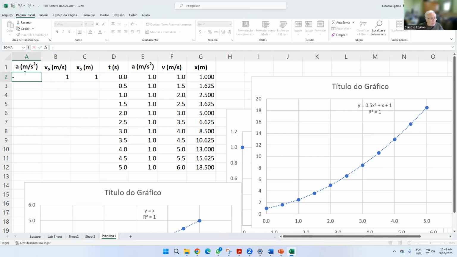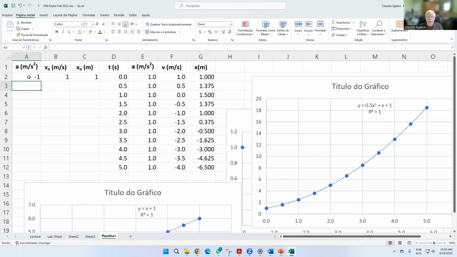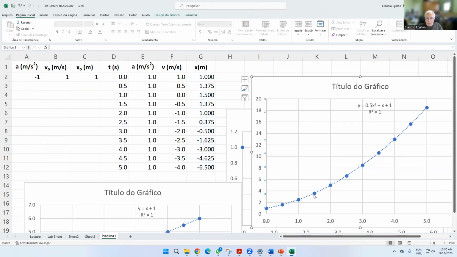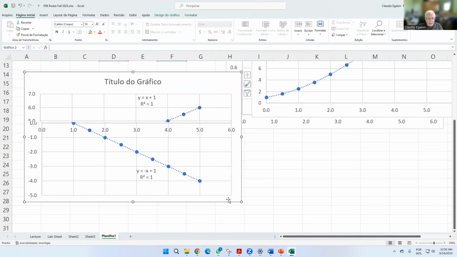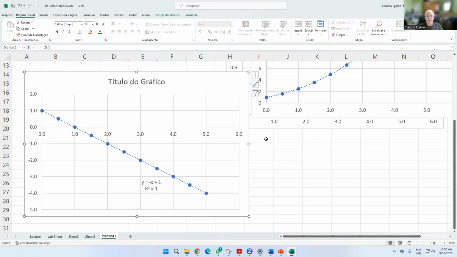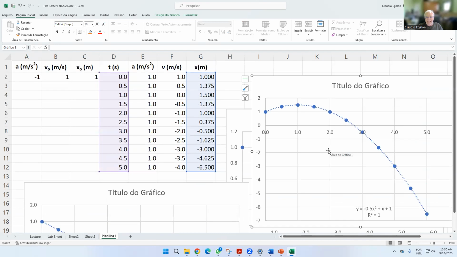You might want a negative acceleration. Let's put a negative acceleration here. But the graph didn't update, unfortunately. It's supposed to update the graph. I don't know why. Not even the equation updated. Sometimes it does, sometimes it doesn't. Oh, here you go, this one updated. Okay, now it did it. It's a little bit slow to update.